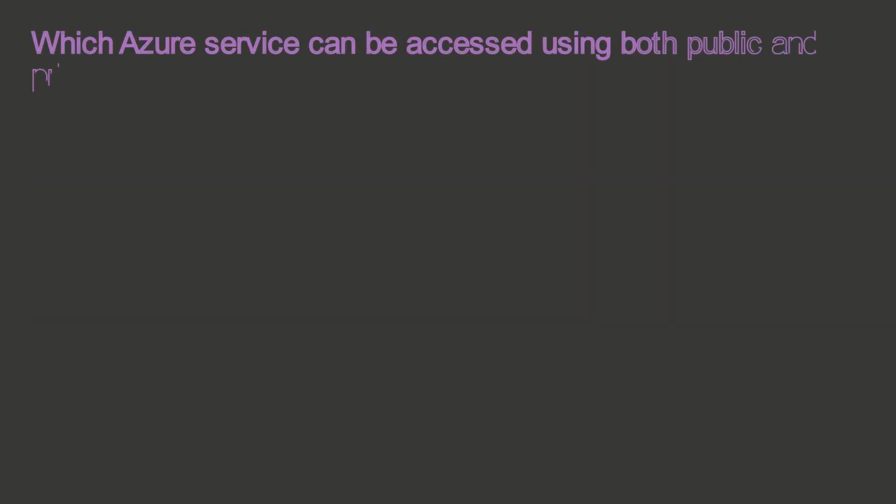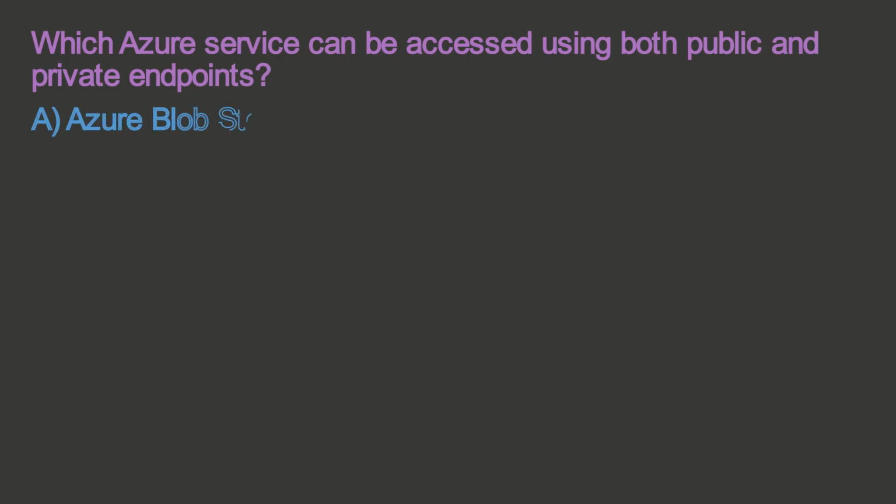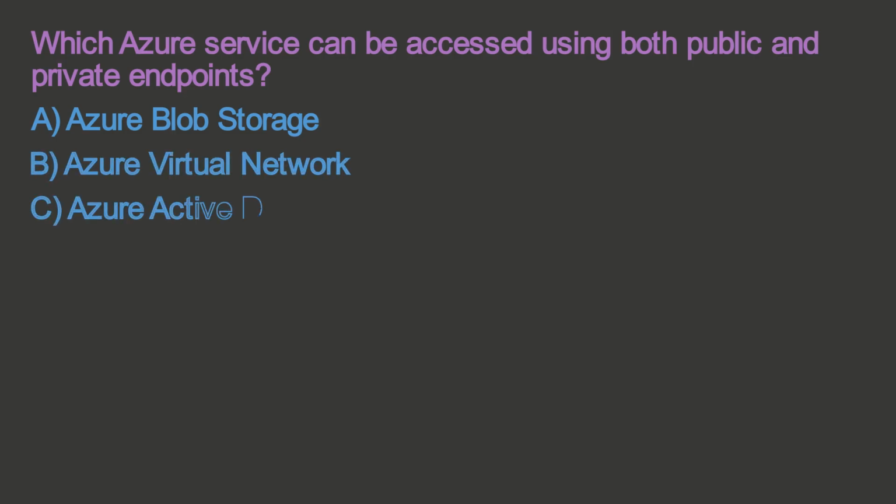Which Azure service can be accessed using both public and private endpoints? A. Azure Blob Storage. B. Azure Virtual Network. C. Azure Active Directory. D. Azure DevOps.